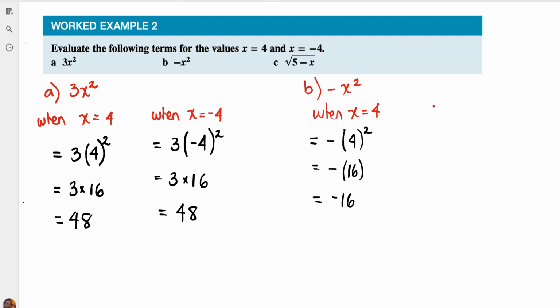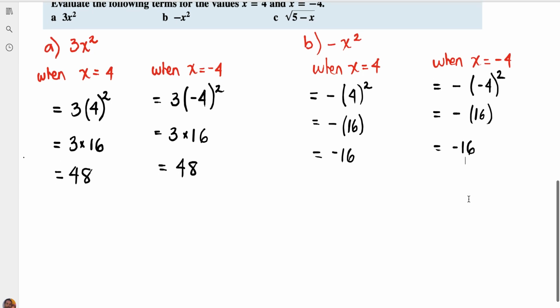And then when x is equal to negative 4, so you're going to say equal to negative, open brackets, negative 4 to the power of 2. And then this is equal to negative, brackets, negative 4 to the power of 2 is 16. And then negative 1 times 16 is equal to negative 16. Beautiful. Let's do C.